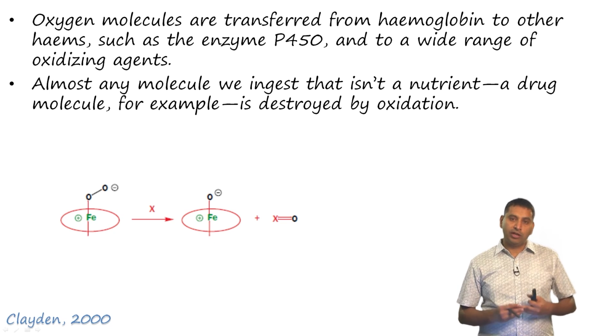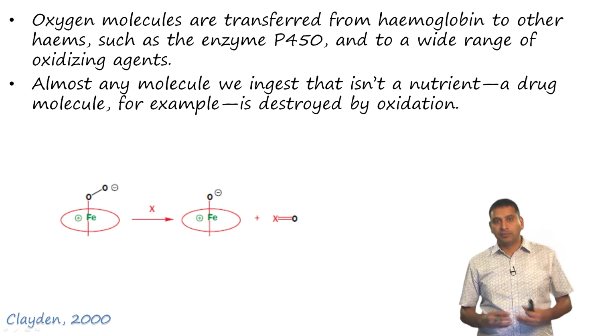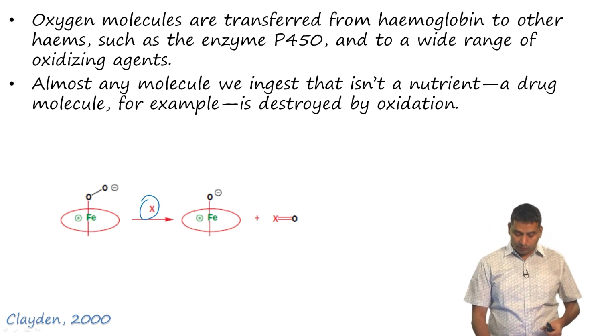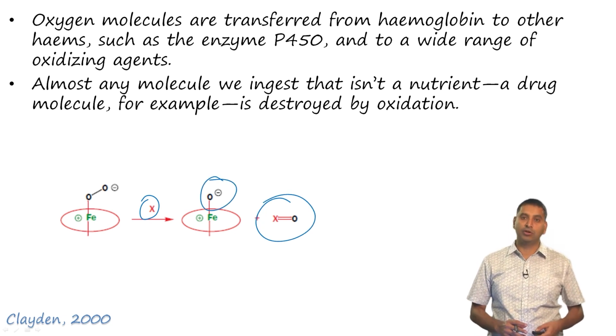Almost any molecule that we ingest that is not a nutrient, for example a drug molecule, is oxidized. And the way this oxidation occurs is that this X is the drug molecule, which can get oxidized to give you X double bond O, which leaves this molecule behind.